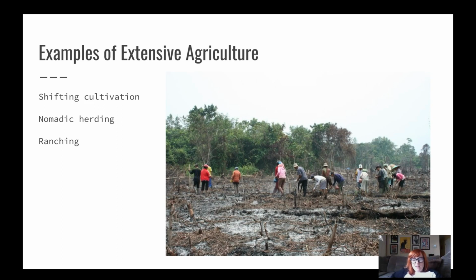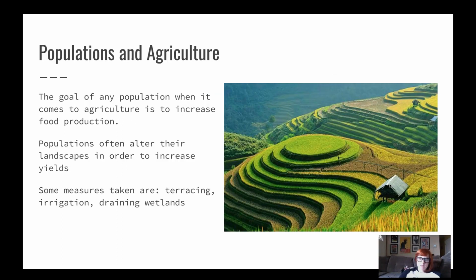Examples of extensive agriculture would be shifting cultivation. You will learn that shifting cultivation means that you do slash and burn agriculture. You burn part of your land and you move on to another part and come back to the other burnt land later. So if you're substituting an entire field for another one, and doing that over time, that takes a lot of land. So that's extensive agriculture. Nomadic herding and ranching are also examples of extensive agriculture. Okay, this is the last slide already.